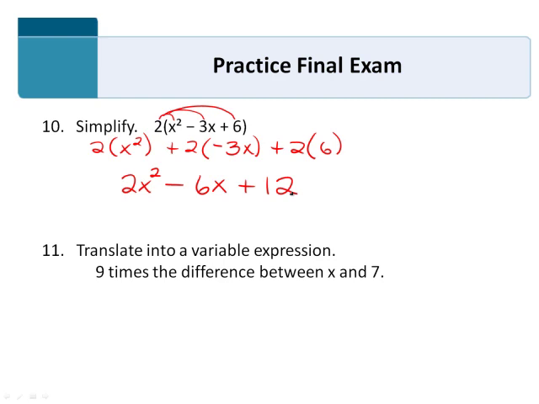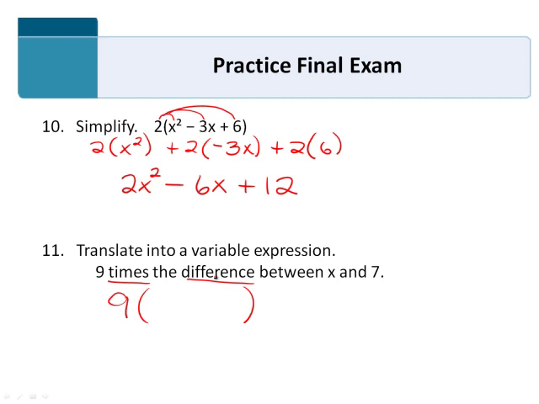Number 11, translate into a variable expression. 9 times the difference between x and 7. So we have two keywords here, times and difference. So we want to do 9 times the difference, the whole difference, which is another operation. So we have to write 9 and parentheses. Very, very important to have the parentheses there.